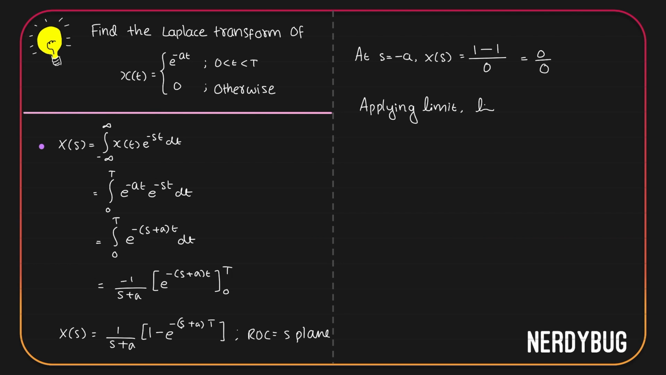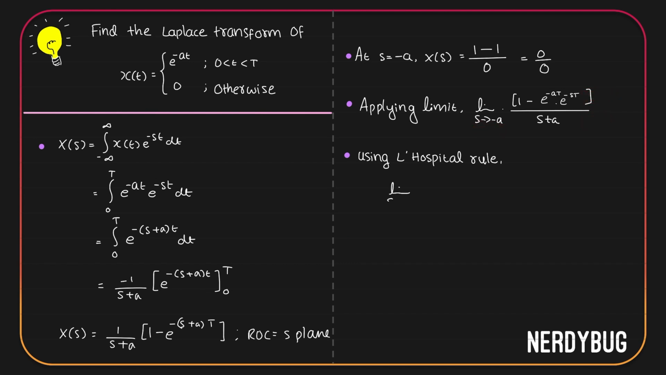Applying the limit, we can write the limit as s tends to minus a of (1 minus e^(-(s+a)T)) divided by (s plus a). Now the function is of the form 0 by 0, so we'll have to use L'Hospital's rule. Before that, let us split this term. e^(-(s+a)T) can be written as e^(-sT) times e^(-aT). Now let us use L'Hospital's rule, according to which we have to take the derivative of the numerator and the denominator, and after that the limit is applied.